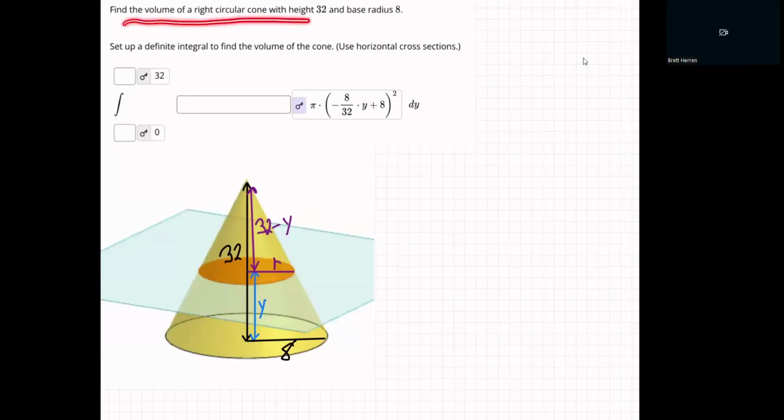Find the volume of a right circular cone with height 32, base radius 8. Set up a definite integral to find the volume. Use the horizontal cross sections.